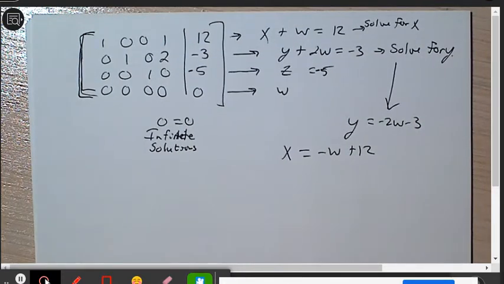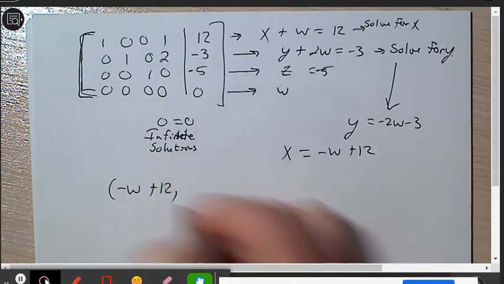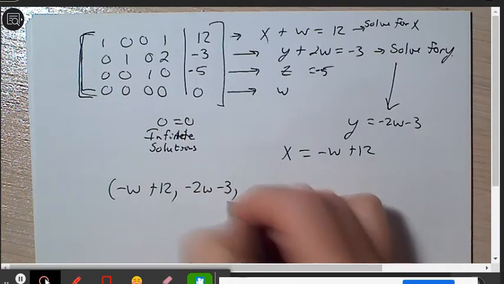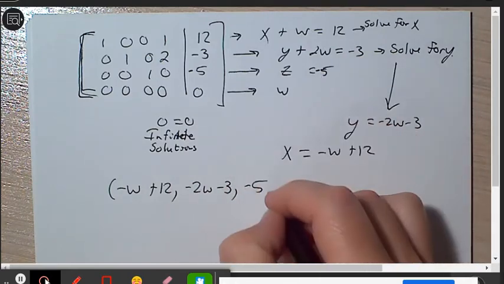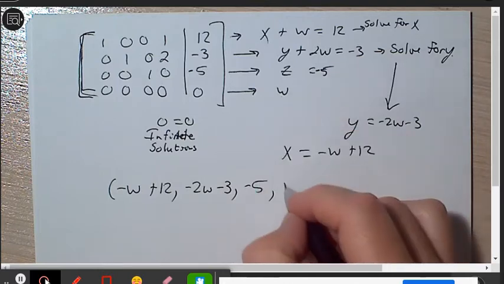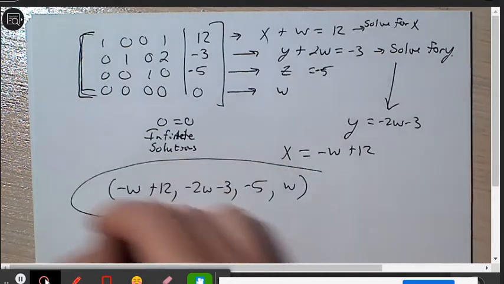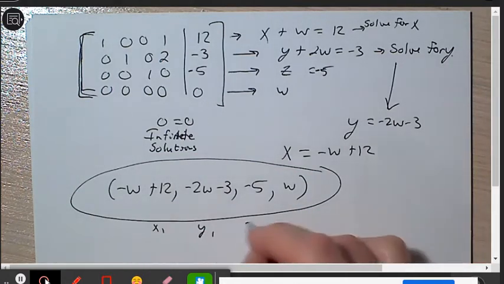And then from there, you're just going to write out the answer. So x is negative w plus 12. Y is negative 2w minus 3. Z, we actually got a number. It was negative 5, so that one was okay. And then again, this last part, because it was all zeros, we're just going to say that that's w. So this will be the answer that you're looking for here, in x, y, z, and then w form.